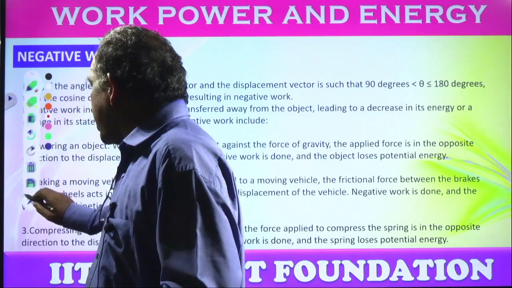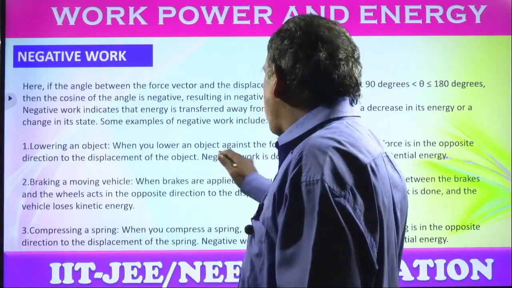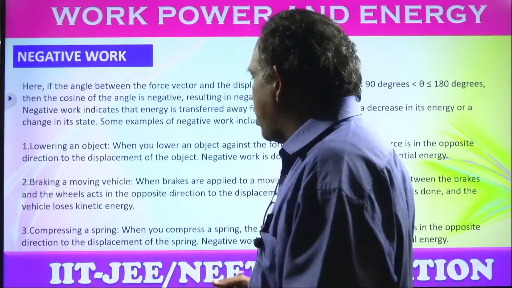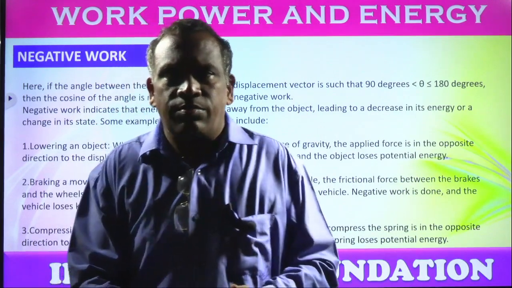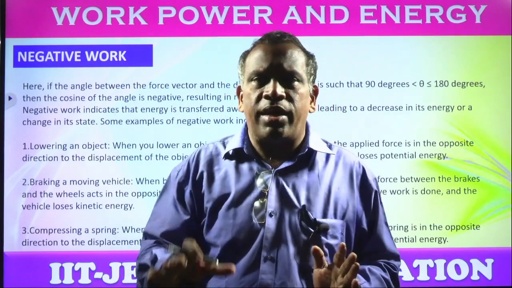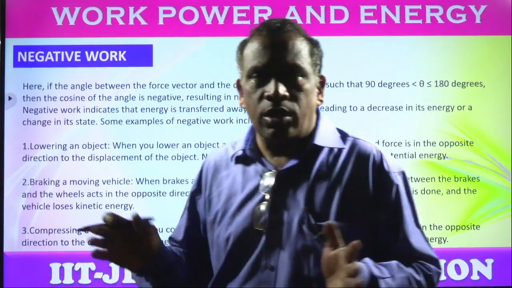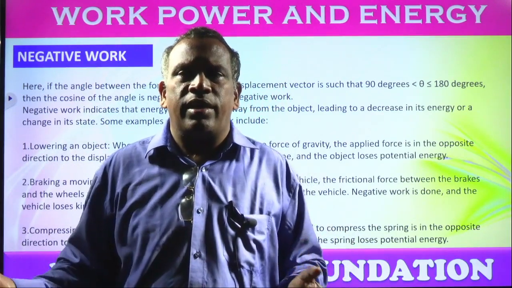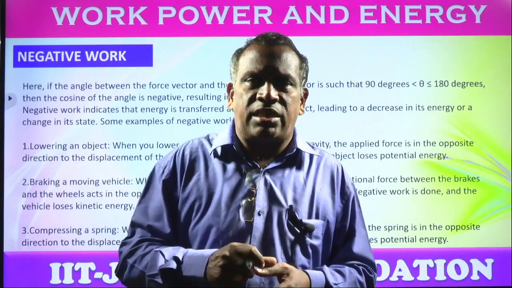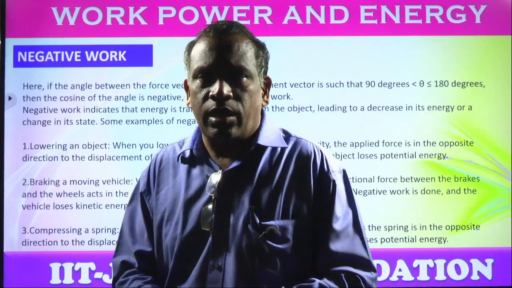In the case of negative work done, examples include lowering an object. When you lower the object against gravity, force and displacement are opposite in direction, then negative work done. Similarly, when a car is moving with certain velocity or acceleration and the braking force is applied, it is also negative work done, because it is against the motion. Next is compressing a spring. In the earlier case, positive work done, stretching a spring. Here, negative work done, compressing a spring. So these are all the different examples of positive work done and negative work done. I hope you understand. Thank you very much. Thanks for watching this video.